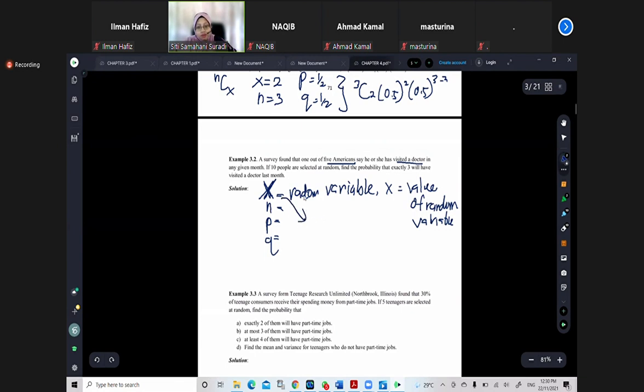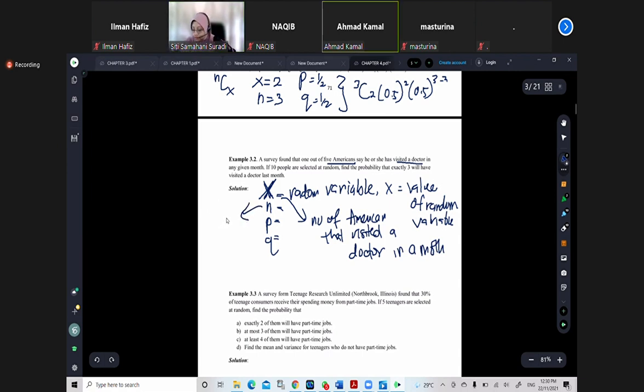How is this? You all don't know how to extract this. Class, X means the number of Americans that visit a doctor in a month, and there are 10 people. Yes, 10 people. Good.